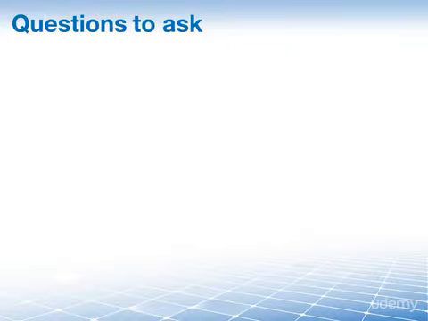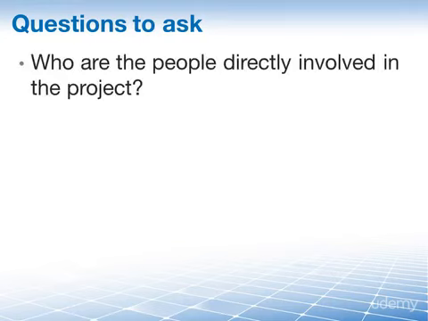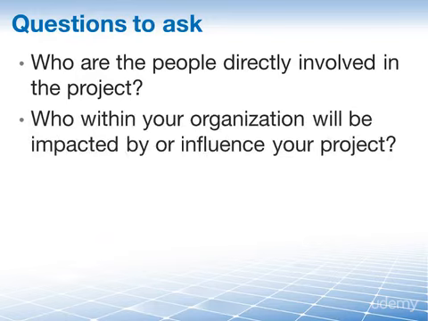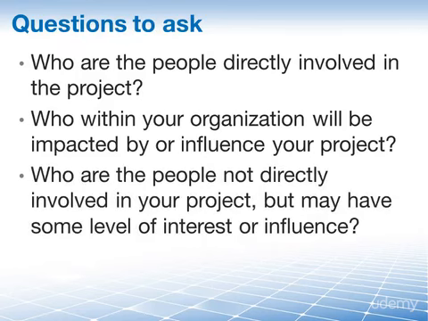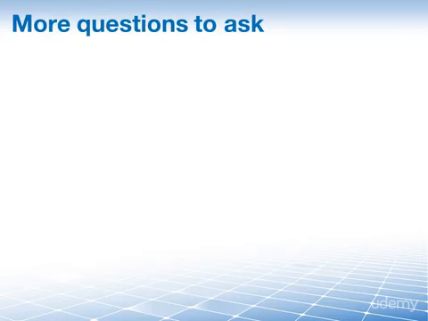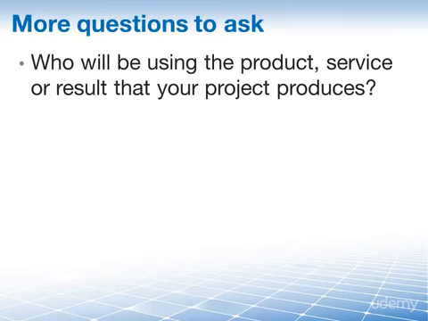Here are some questions that you can ask during this process in order to identify the stakeholders. Who are the people that are directly involved in our project? Who within our organization will be impacted, have influence, or have a stake in the successful completion of this project? And who are the people who may not be directly involved in the project but may still have some level of interest or influence on the delivery of the project's objectives? Or who will be using the product, service, or result that our project here produces?